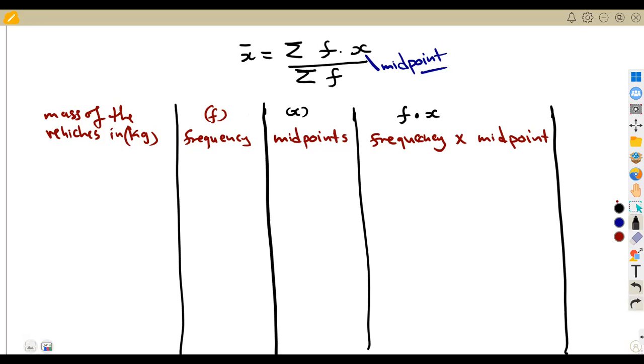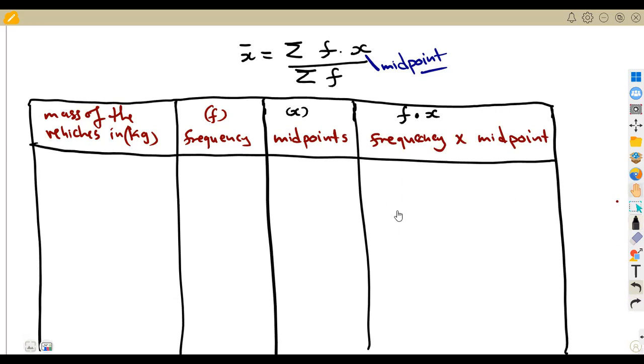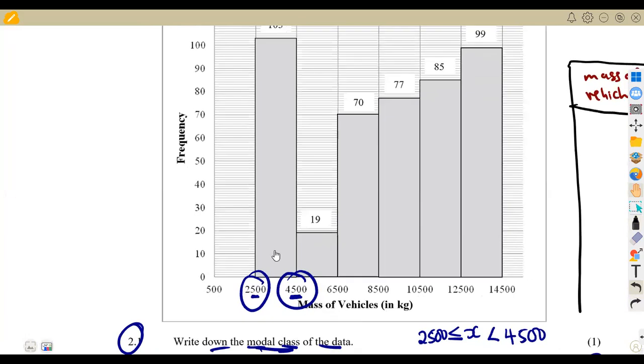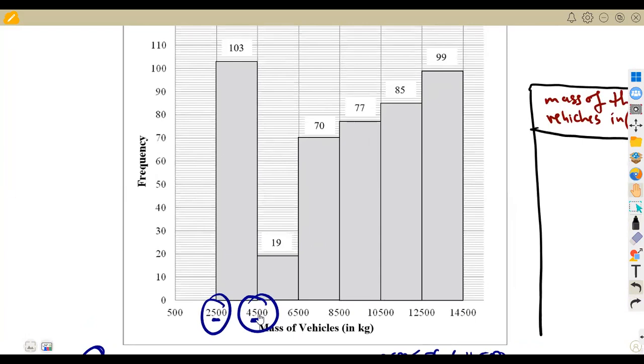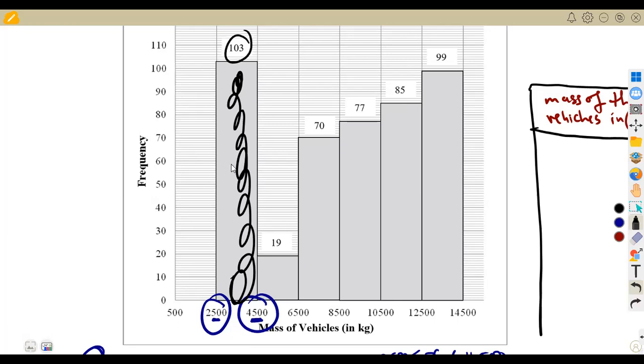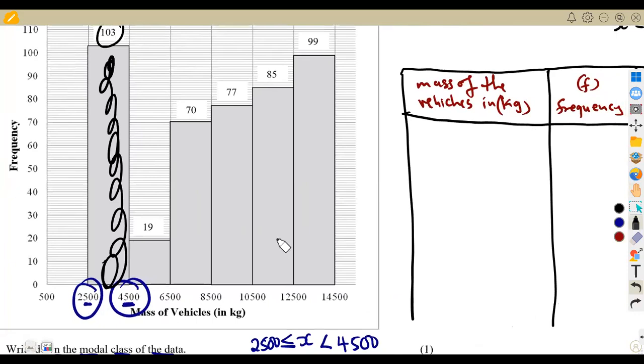So let us have our classes with their corresponding frequencies, because that is the information that we can take from that histogram. The histogram, that graph that you are given, gives you the classes, like I mentioned here, 2,500 up to 4,500. For this first class, the frequency corresponding there is 103. And what is the class? The class is 2,500.